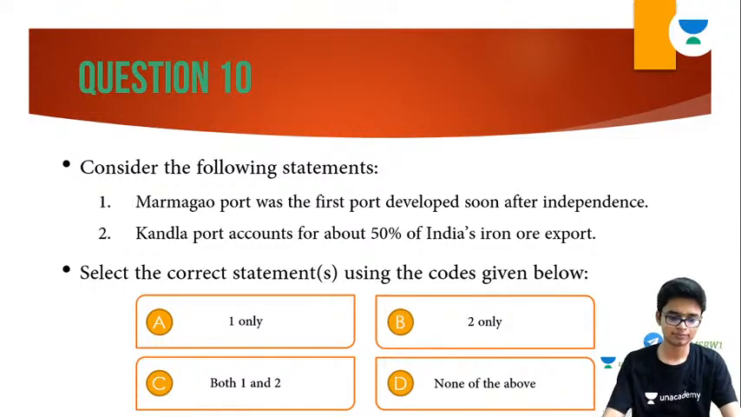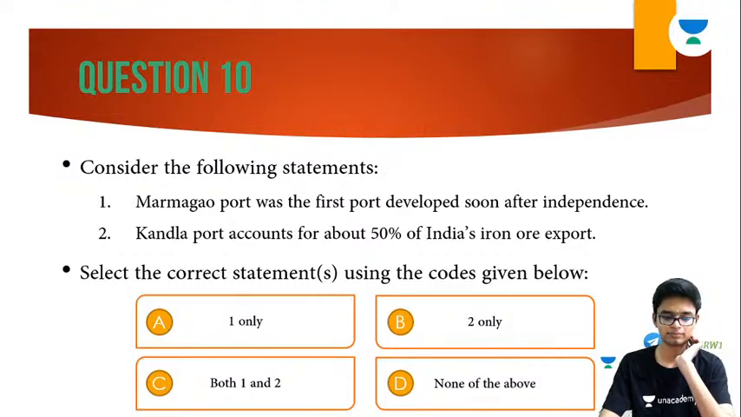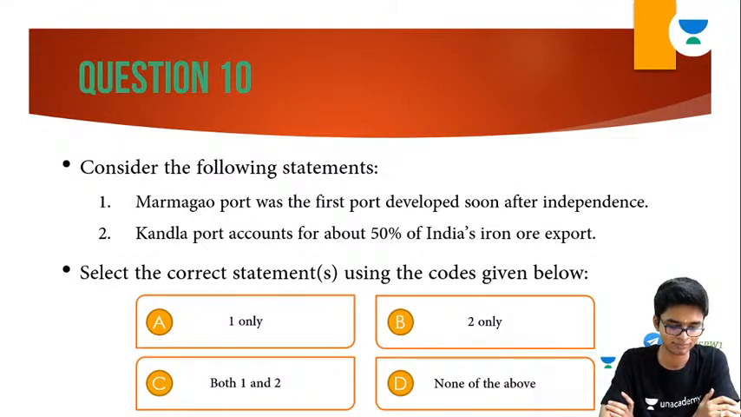10th question. Let's see. 15 seconds. Any idea? Anyone? This is another question from human geography, also part of our post-independence India. Okay, Vinmalar saying D, Lipsa saying C. So what is the correct answer?